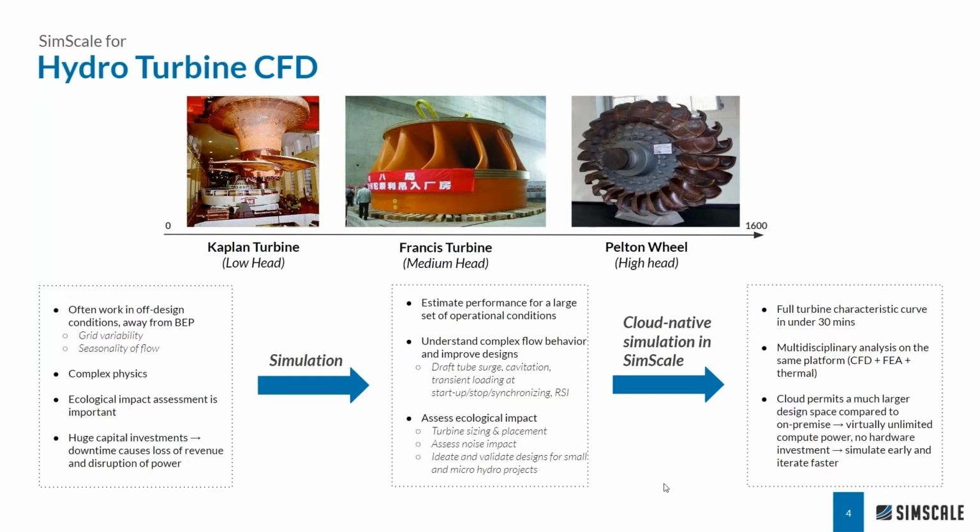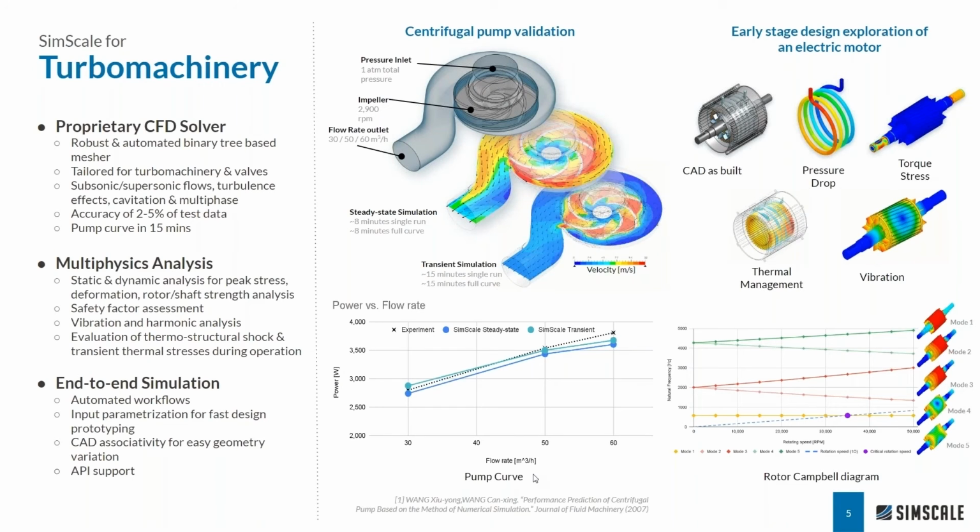So basically we are at the forefront of early simulation and iterating on designs faster using simulation. And I would like to go a little bit into what is behind the technology of SimScale for turbomachinery. On the CFD side, we have a proprietary CFD solver based on a binary tree mesh and a finite volume based RANS method.